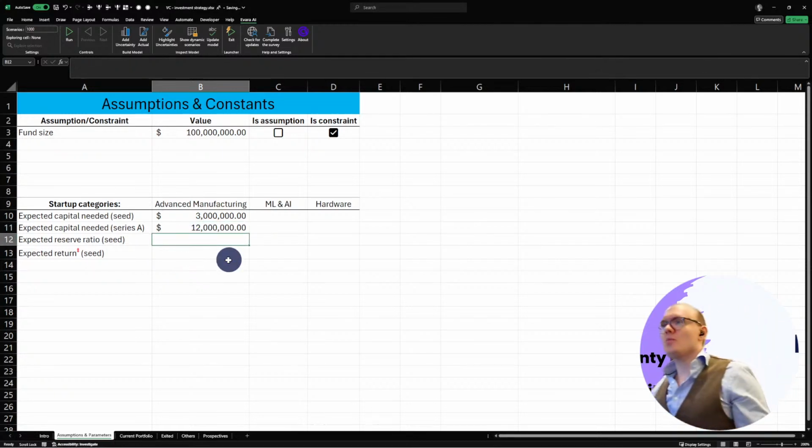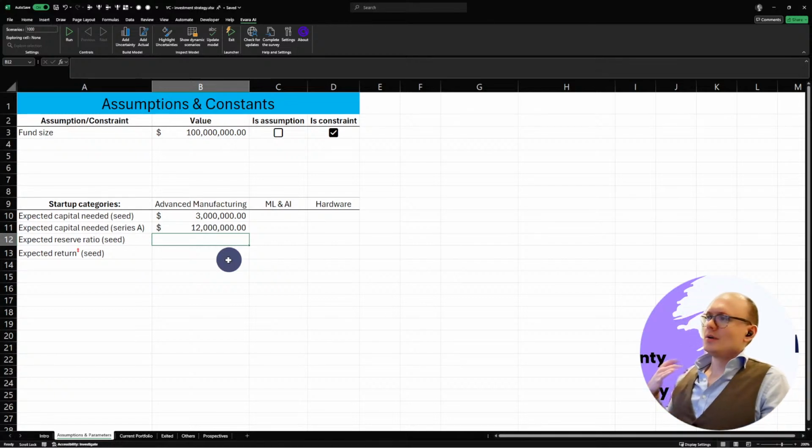So now we can look at what is the expected reserve ratio. How we're going to do this is quite similar to above, but now we have to make a sort of sense about how much of, how should we say that?